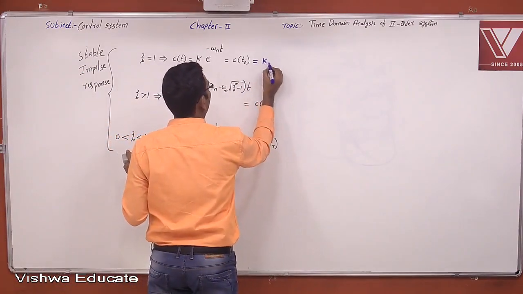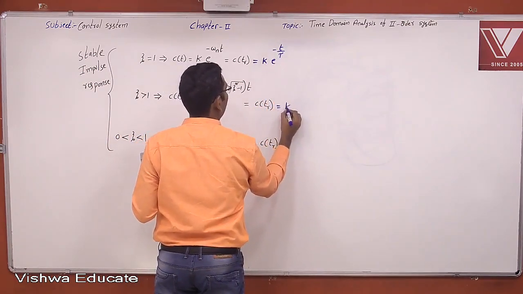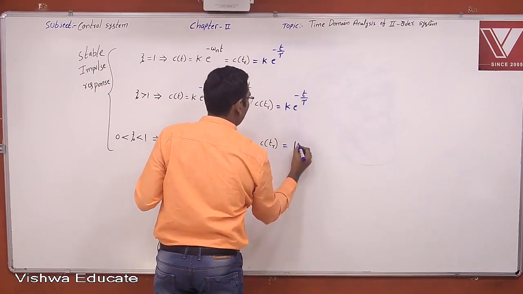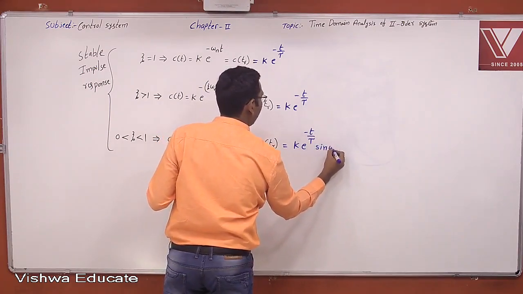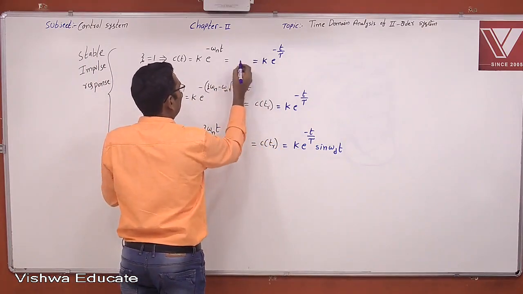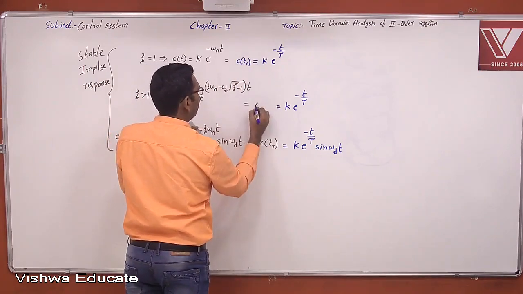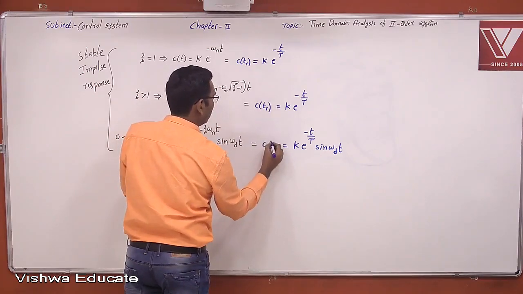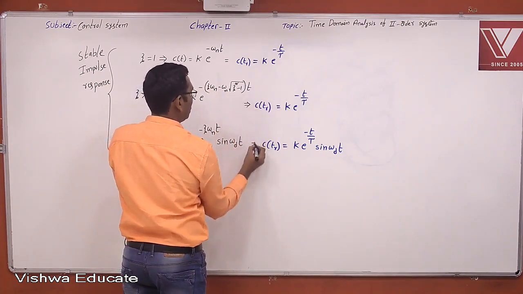This is nothing but k into e power minus t by tau, into sine omega dt. Now, the transient state analysis always depends upon the system time constant, because this is nothing but the time constant here. This is nothing but the system time constant itself.